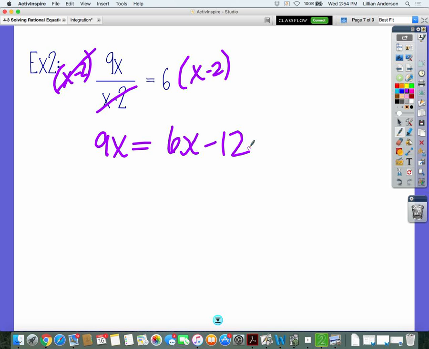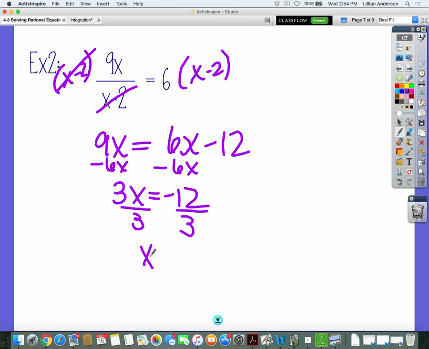Let's do it. You should have an answer in 3, 2, 1. What is it? X equals negative 4. I mean, like final answer, x equals negative 4. Because you subtract 6x from both sides, and then divide both sides by 3. And of course, you want to make sure you don't have any extraneous solutions. Exactly.